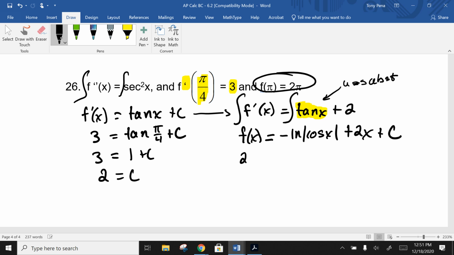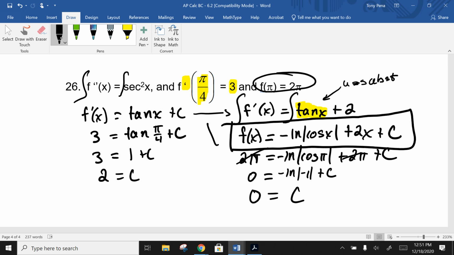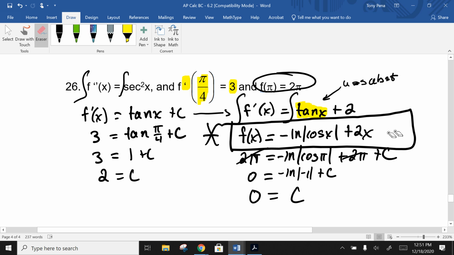All right, but with that, now we plug these in. Our functional value is 2 pi when x is pi. So these 2 pi's are just going to cancel, so that's nice. And then we get what? Negative ln of negative, oh, that's nice. So it ultimately becomes a natural log of a positive one, that's a 0. So our c equals a 0. So in reality, this was our answer here, except we just don't need the c anymore because our c was a 0.